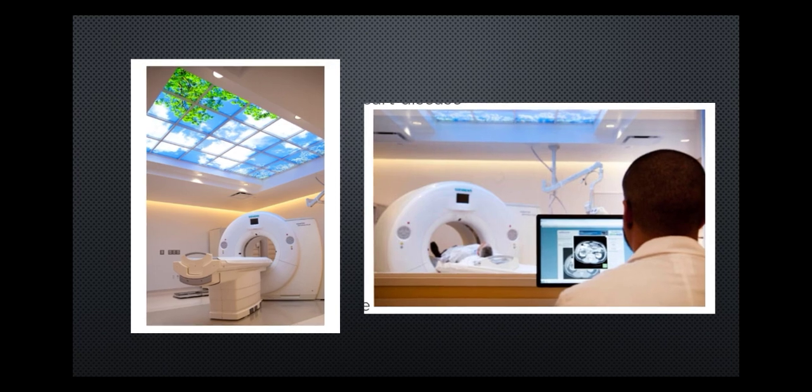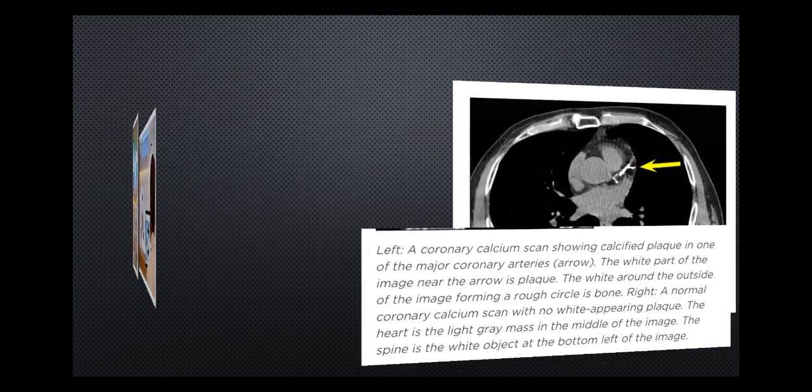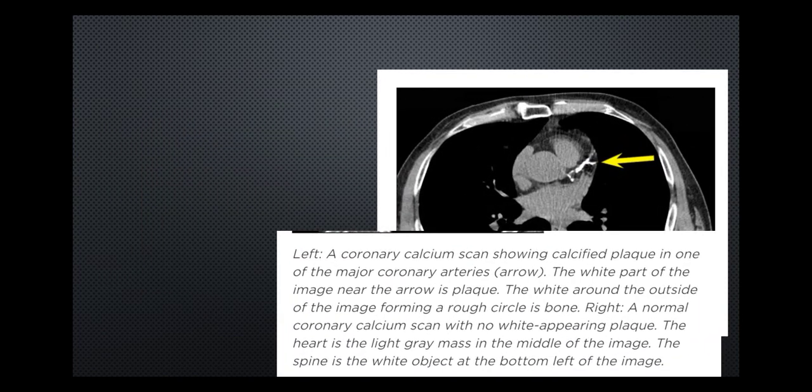This is the scan being done in a high definition scanner. It takes about 15 minutes. Here we see the coronary calcium scan showing a calcified plaque in one of the major coronary arteries. This white part of the image is the plaque.